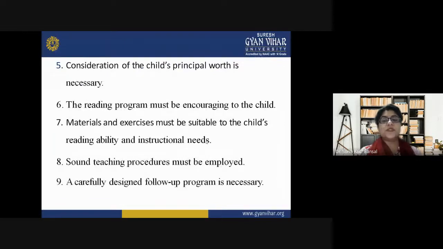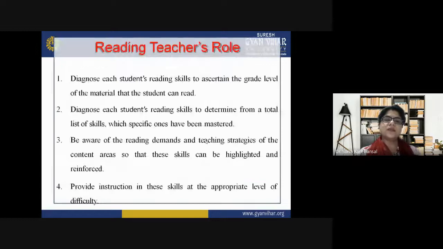Consideration of the child's personal worth is very necessary. The reading program must be encouraging to the child. Materials and exercises must be suitable to the child's reading ability and instructional needs. Sound teaching procedures must be employed. And a carefully designed follow-up program is always necessary to examine or evaluate the child.